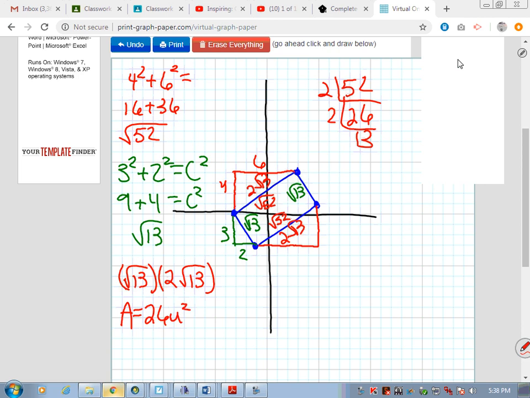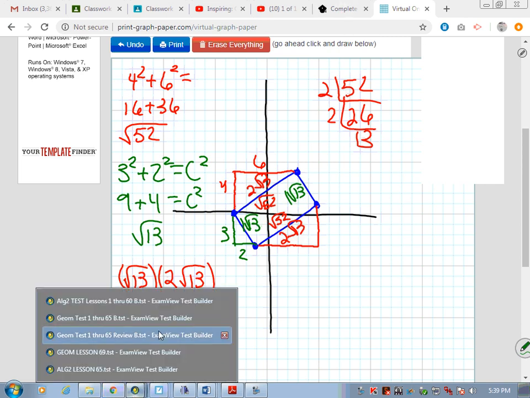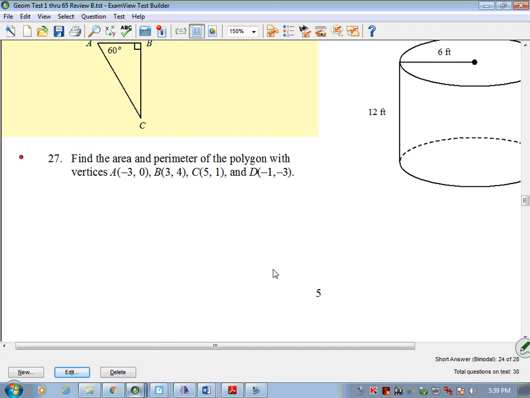Okay, perimeter is radical 13 plus 2 radical 13 plus radical 13 plus 2 radical 13. Well, 2 radical 13 plus 2 radical 13 plus radical 13 plus radical 13. Keep in mind, there's 1s in front of all these. So 1 plus 2 is 3, plus 1 is 4, plus 2 is 6. So I get 6 radical 13 units in terms of my length. So 6 radical 13 units. And come back here.